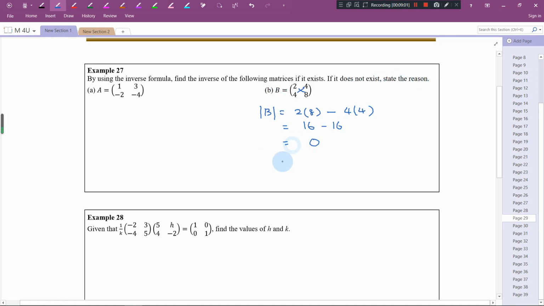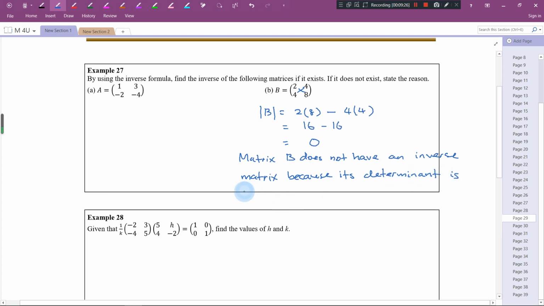Okay, so we want to give our reason. Matrix B does not have an inverse matrix because its determinant is equal to 0. Okay, when the determinant of a 2 by 2 matrix is equal to 0, that matrix does not have an inverse matrix. Remember this.